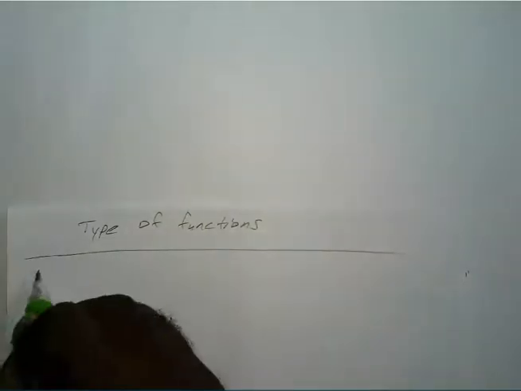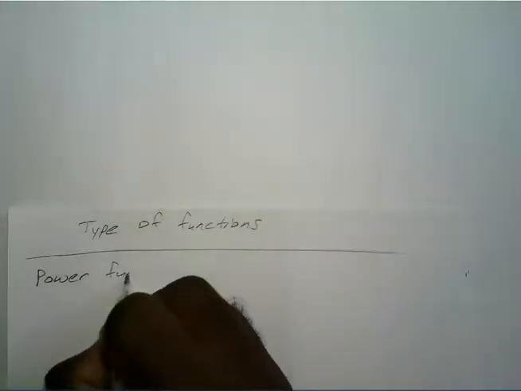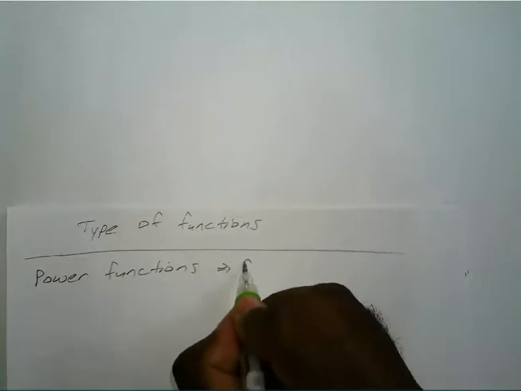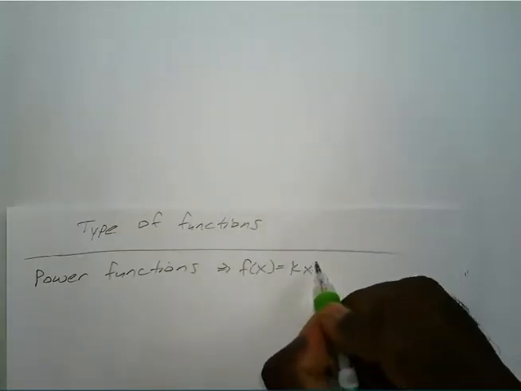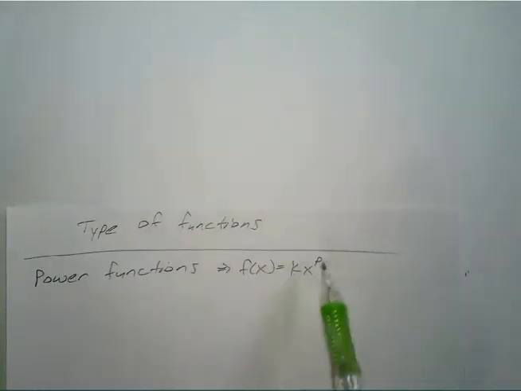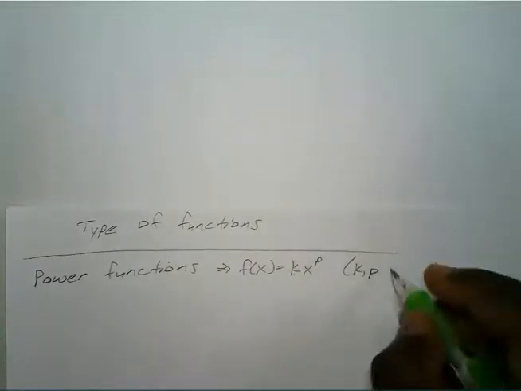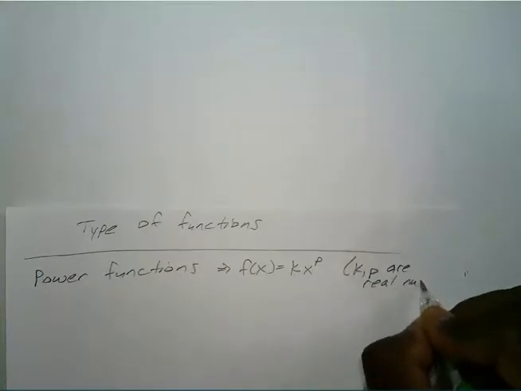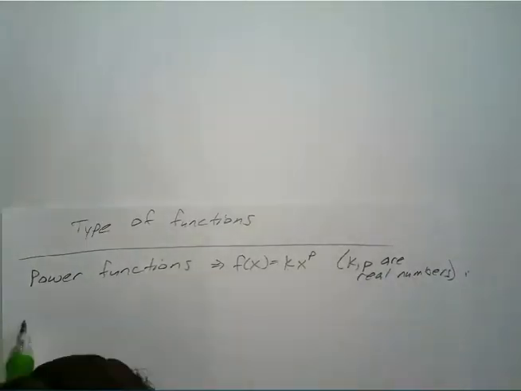Okay, so we have our power functions. And your power functions have the form f of x equals k times x to the power of p, where k and p are just real numbers, so that's your coefficient and that's your power. So we know that k and p are real numbers.